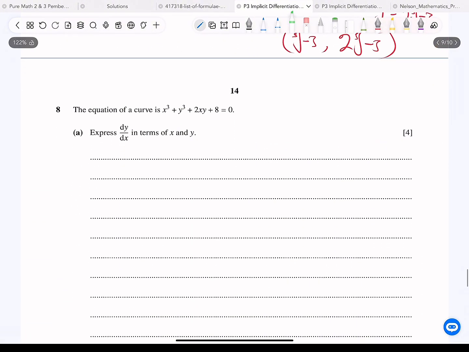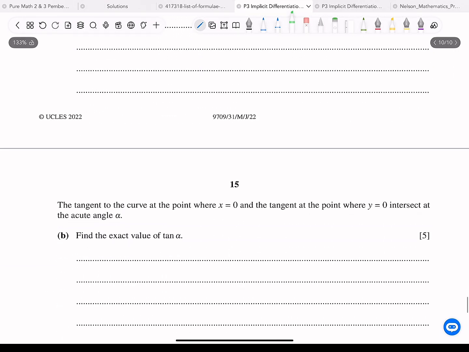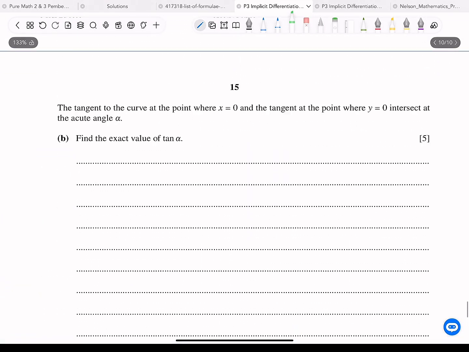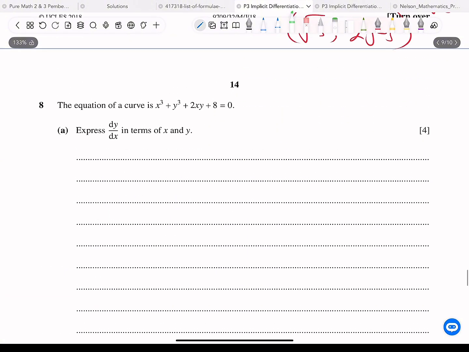So this is our last question for the day, I think. Yep. Yes. It's the last question. That's 2022. So we were given this function and they want us to, this is not show, they said find the dy/dx.